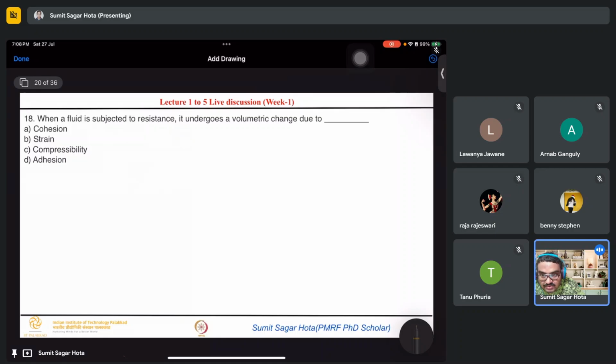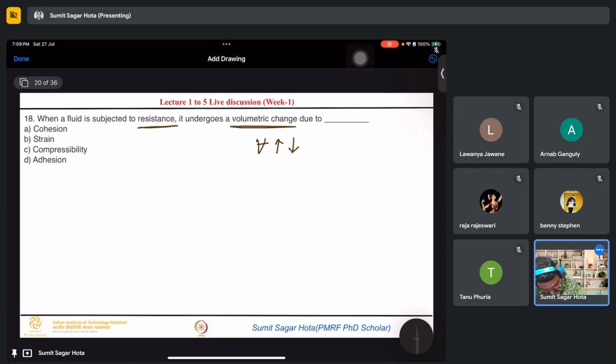Okay, so when the fluid is subjected to resistance, this is the important term, resistance. What is the resistance? It undergoes a volumetric change, which means the volume will, I can represent it by V, either increase or decrease. So resistance means it is applying some resistance, and due to which the volume is changing.